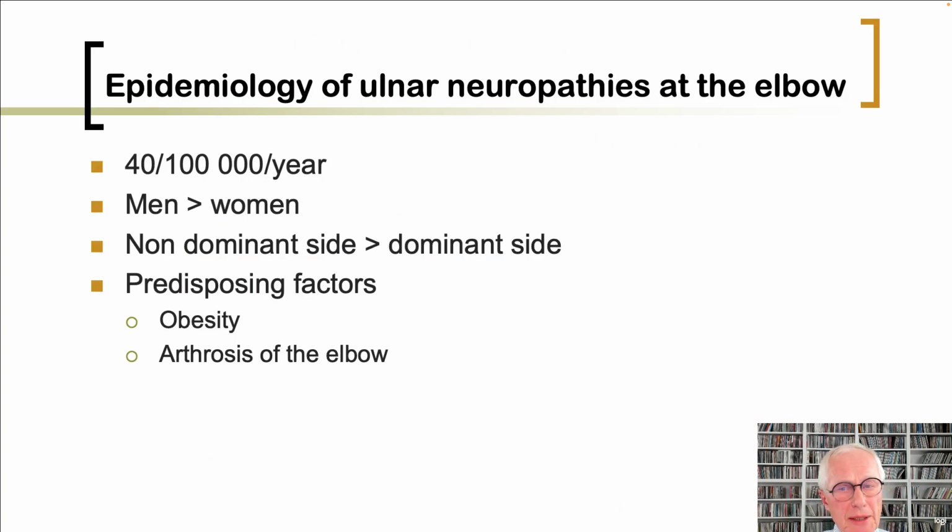Ulnar neuropathies at the elbow are quite common. They occur in about 40 patients per 100,000 inhabitants per year. It's more common in men than in women, about twice as common in men. And usually ulnar neuropathies are on the non-dominant hand, in opposition to carpal tunnel syndrome, which is usually more prominent in the dominant hand. Predisposing factors are obesity and arthrosis of the elbow.